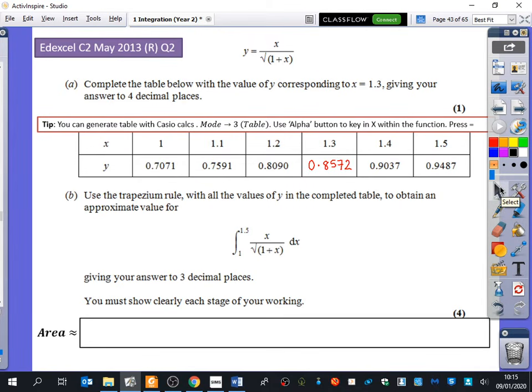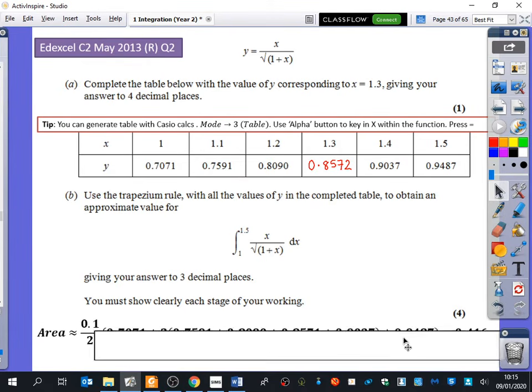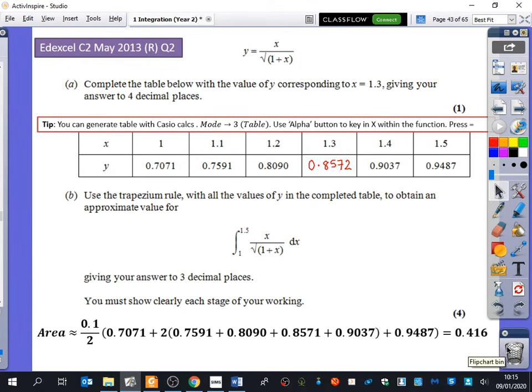So what's our value of h in this particular example that we have here? 0.1. So it's going to be 0.1 over 2. And we then have the first plus the last plus 2 lots of the middle terms. So to save me time writing all of that out, you've got your 0.1 over 2, you've got your first one here, your last one here, and you've got 2 lots of the middle ones, and you come up with 0.416.